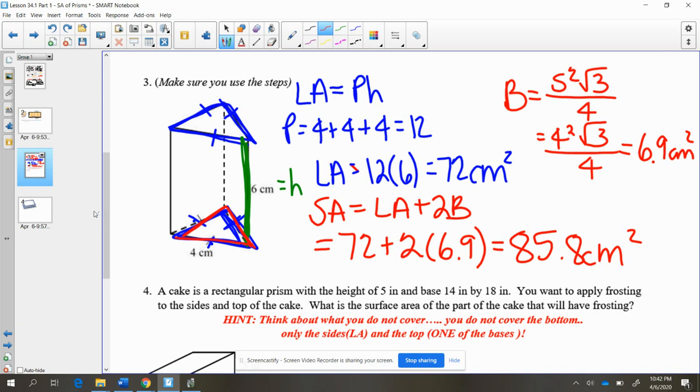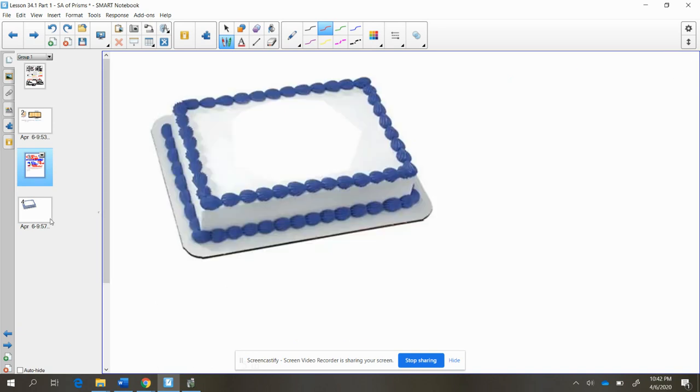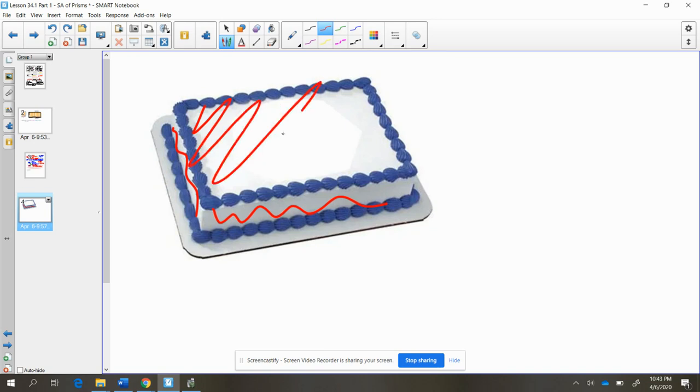Well, last but not least, I have for you a cake. Okay, a nice rectangular birthday cake. And imagine you're taking this cake and you're celebrating, right, and you are going to ice it. Well, if you're icing the cake, you're icing the sides, right here, and you're icing all the way around the sides. So you're icing the lateral area, but you're also including one base on the top. You would not, however, ice the bottom because it's on cardboard.